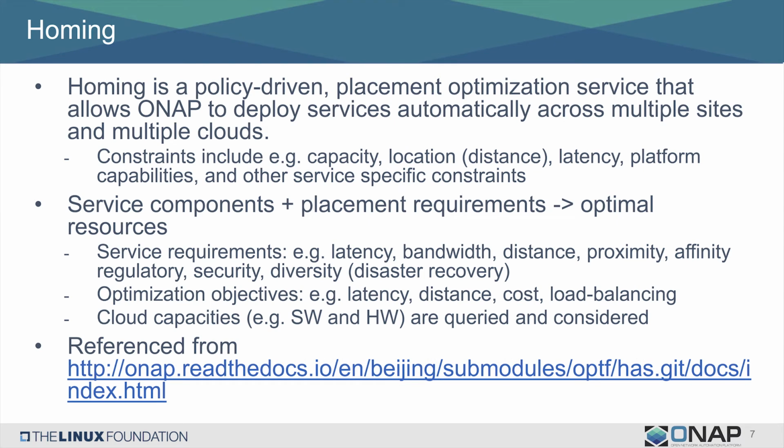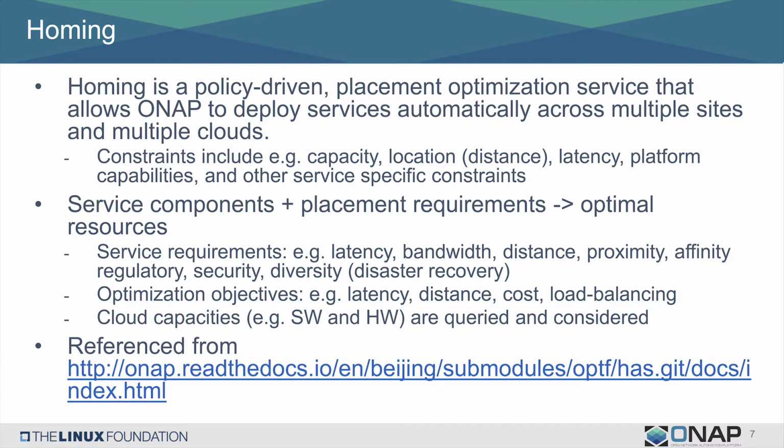So a little bit about homing. We just talked about optimization, right? And it's called homing. Homing is a policy-driven placement optimization service that allows ONAP to deploy services automatically across multiple sites and multiple clouds. It takes into account different constraints, for example, the capacity requirement and available capacity of the different clouds, the locations, the affinity and anti-affinity requirements, the latencies required by the service and the latencies that can be supported, the platform capabilities like SR-IOV, DPDK, and HPA capabilities, etc., and some other service-specific constraints depending on the different service.